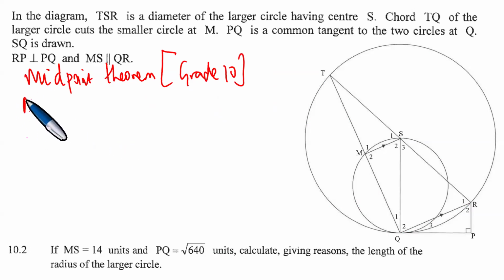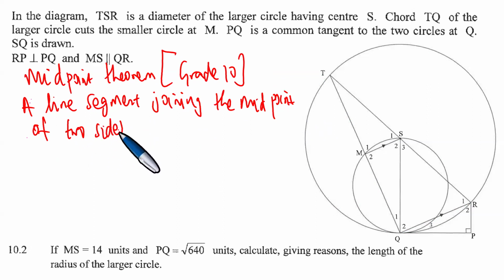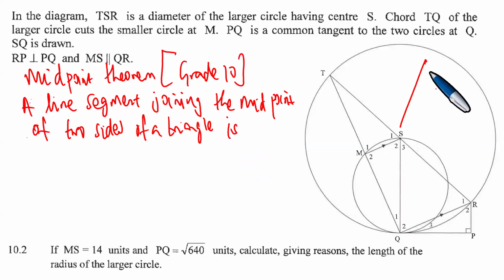And we say that a line segment joining the midpoint of two sides of a triangle is such that, okay, I want to bring your attention to the theorem here on the sketch. So you have P, Q, and you have A, B, C.